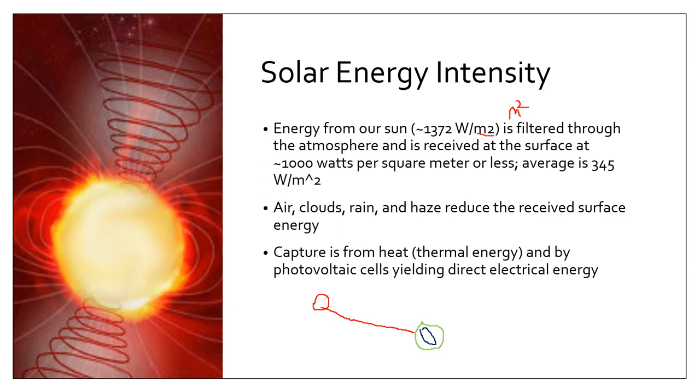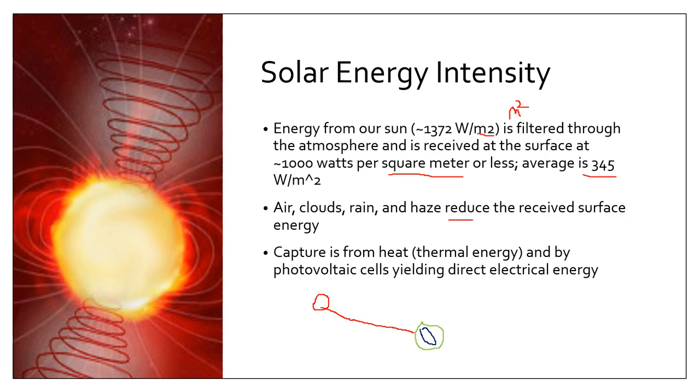Anyway, it's filtered through the atmosphere, and then at the surface of the Earth, we get 1,000 watts per square meter, measured in area, and the average is 345 watts per meter squared. So that's the solar energy intensity. Air, clouds, rain, and haze are going to reduce this average value.